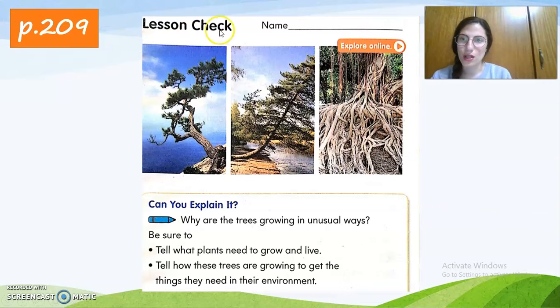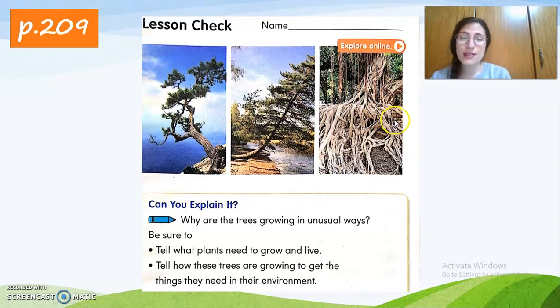So on page 209, lesson check, let's read together. Can you explain it? Why are the trees growing in unusual ways? Be sure to tell what plants need to grow and live. Tell how these trees are growing to get the things they need in their environment. So, let's read it one more time, then we'll continue. Are you guys ready? Let's listen up carefully.